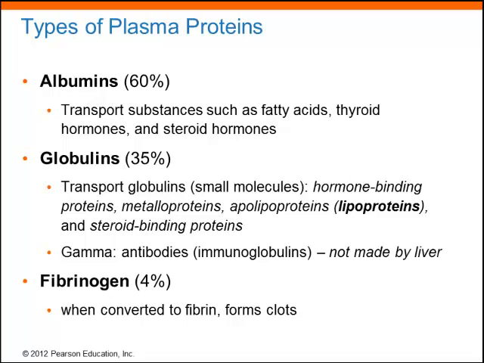The transport globulins can be subdivided into different groups, and you don't need to remember the groups, but you do need to have some idea of why they're there. Obviously, they're transporting things. Some of them transport hormones. That would be steroid hormones and thyroid hormone. Some of them transport metals, such as iron. The apolipoproteins, when lipid is combined with them, are called lipoproteins. And then there are some specific steroid-binding proteins.